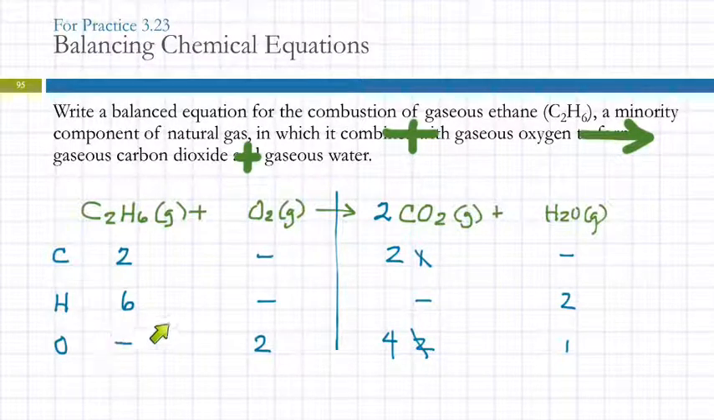How about my hydrogens? We've got 6 on this side and 2 on that side. How do I make 2 into a 6? Multiply by 3. There's no adding here, you've got to multiply it. So I multiply, I say I've got 3 water molecules. That multiplies all the numbers underneath. So this is 6 and this is 3.